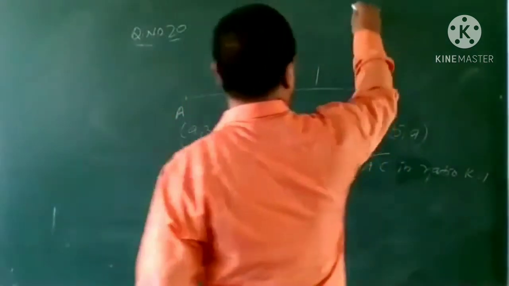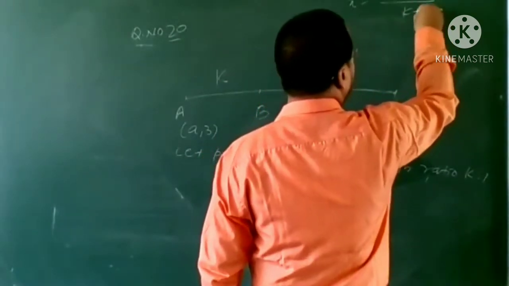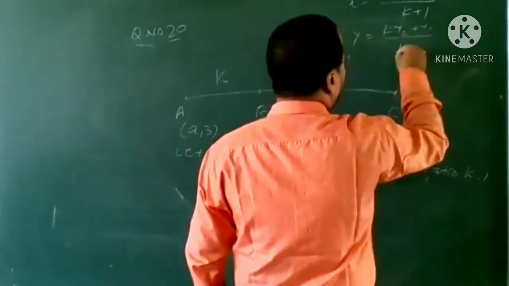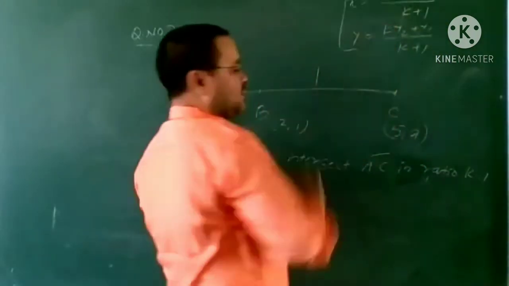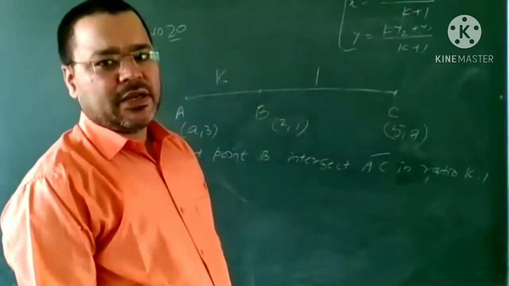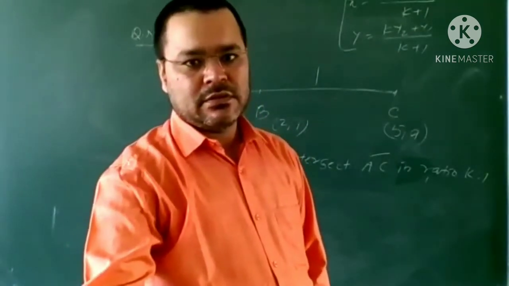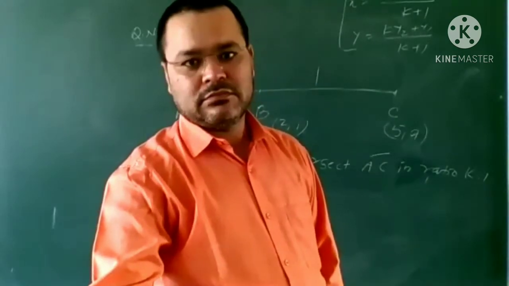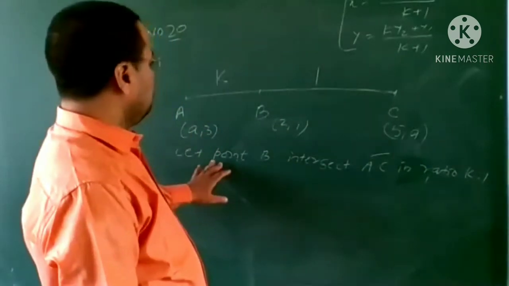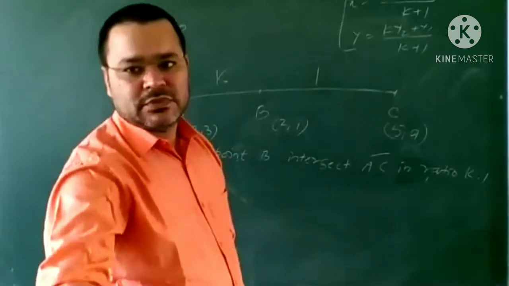Like this way: x is equal to (k x2 plus x1) upon (k plus 1), and y is equal to (k y2 plus y1) upon (k plus 1). Here I am going to use this formula. This is called the k method for finding the section formula. Okay, so it's clear.